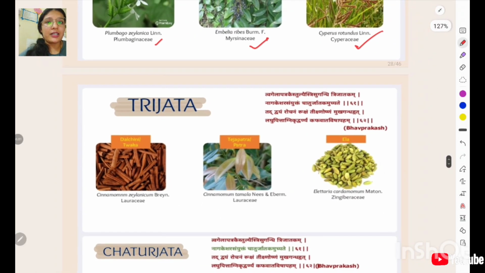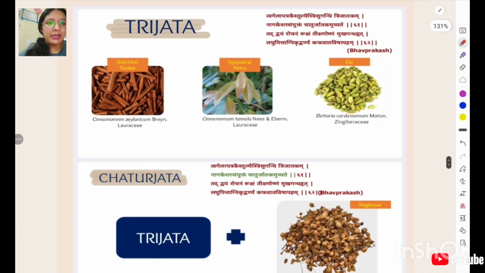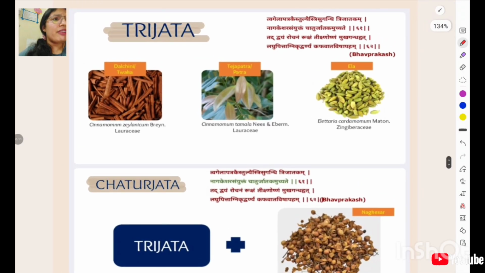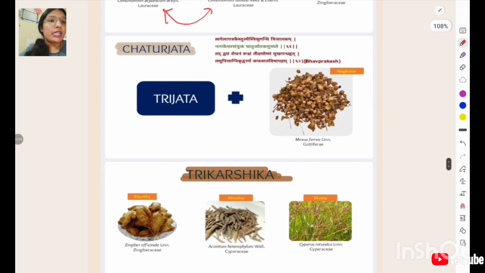Next one is Trijataka. Again, a very famous one: Tvak, Ela, Patra, and if you add Nagakesara, it will become Chaturjataka. Generally it has Rochana property, Ruksha property, Tikshna, Ushna, Madhu Gandha. Tvak is actually your Dalchini, Cinnamomum zeylanicum, Lauraceae family, and both actually belong to the same family. Tejapatra is Cinnamomum tamala, Lauraceae family again. Ela is Elettaria cardamomum, Zingiberaceae, elaichi in Hindi. Then Chaturjataka, when you add Nagakesara to it, that is Mesua ferrea.